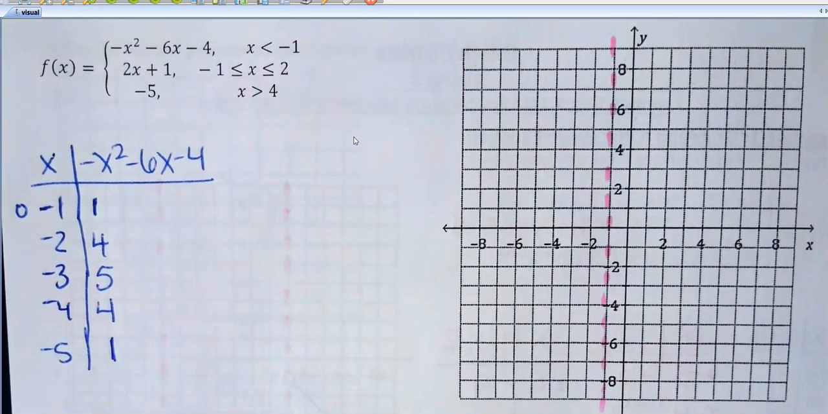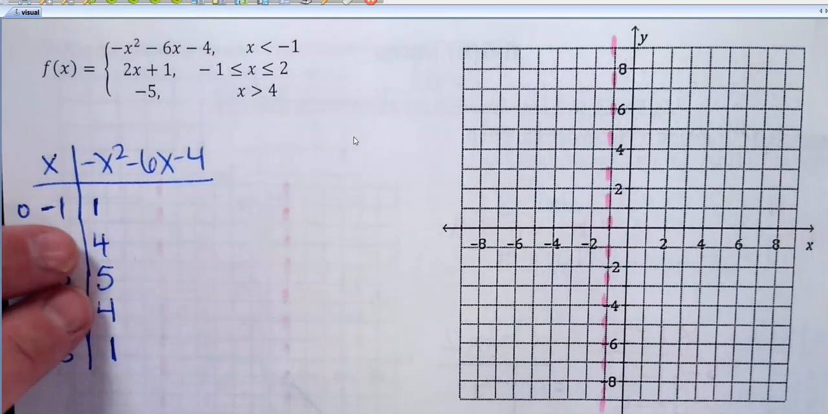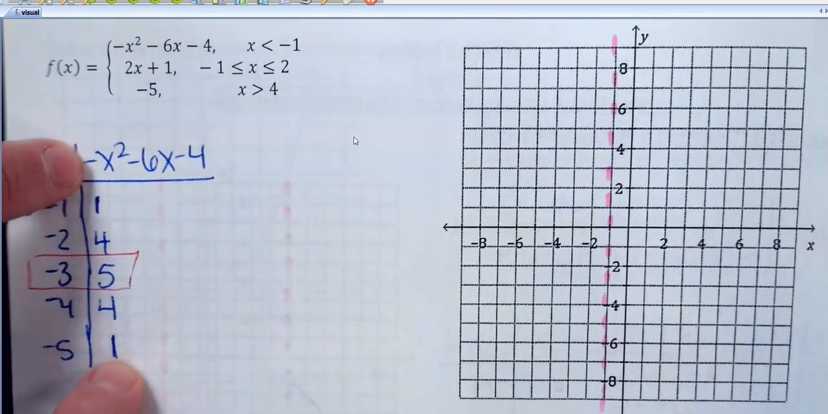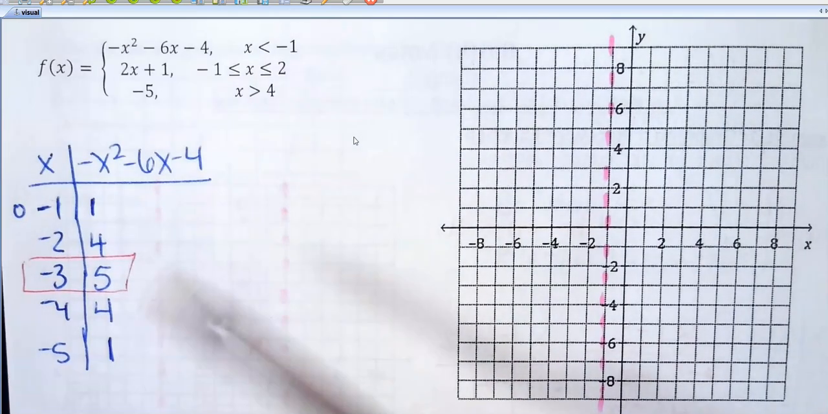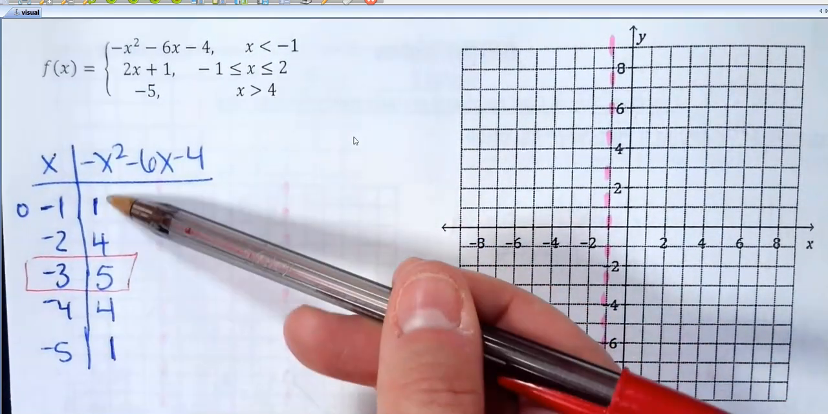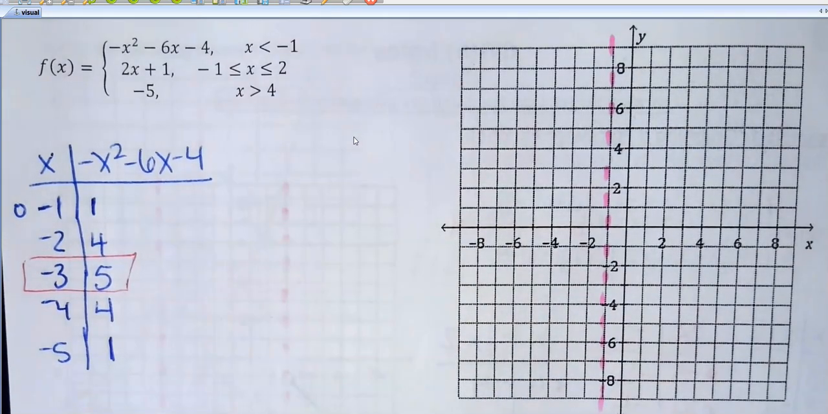Can you guys tell from looking at the table there what the vertex would be? How'd you know? You guys see how the y coordinates are like a mirror image? But I mean, you wouldn't have to notice that pattern, but there's a 4 on either side of that, and then a 1 on either side of that, so that negative 3, 5 has to be the vertex.